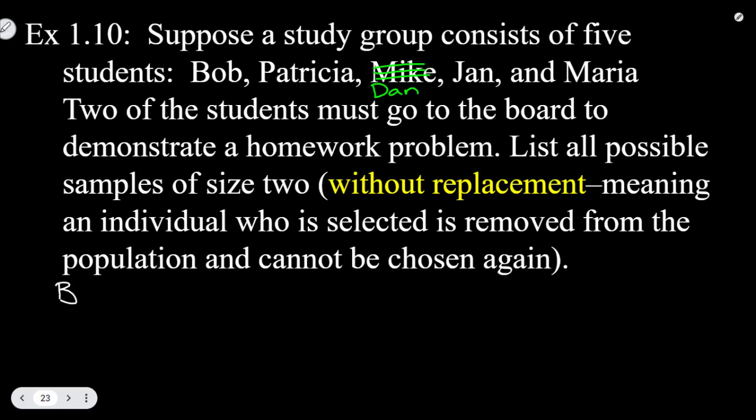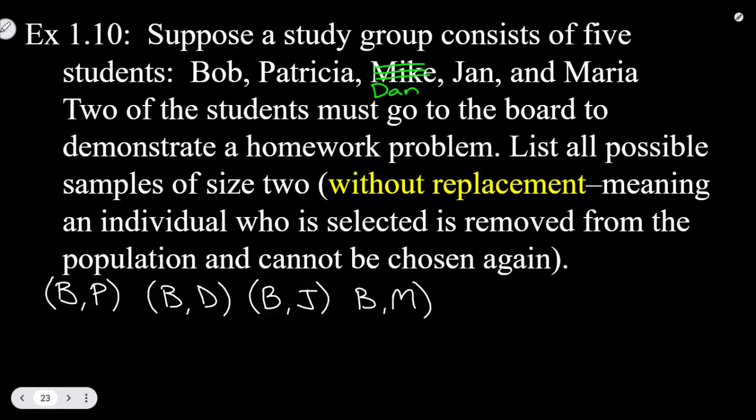But let's say that Bob is chosen. Who else could go with Bob? Well, it could be Bob and Patricia. So that's one possible sample of size 2. Or it could be that Bob gets chosen and then also Dan gets chosen. That would be another one. It could be possible that Bob gets chosen and then Jan gets chosen. And then the last option, if Bob is chosen, is maybe Maria gets chosen to be the other person who goes up to the board. So those are all the different samples where Bob gets chosen.